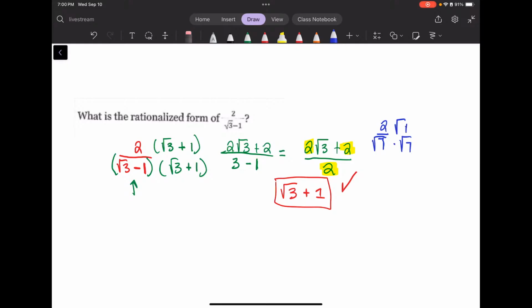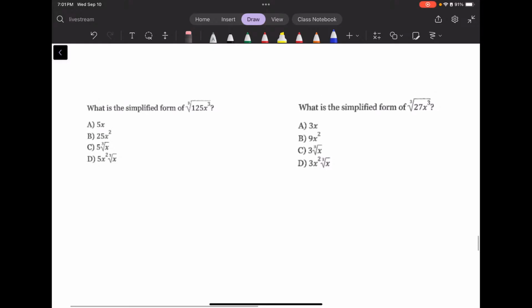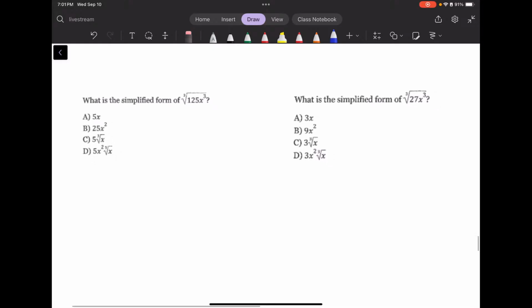So anytime you have to rationalize, family, just remember if it's a single radical, something like this, you just multiply by the same radical, right? So this will be 2 radical 7 over 7. We can't simplify, so that's the final answer. And then when we have a binomial like our actual problem, radical 3 minus 1, we have to multiply by its conjugate. If this denominator was radical 3 plus 1, then that conjugate would be radical 3 minus 1, just to make sure that we're on the same page.